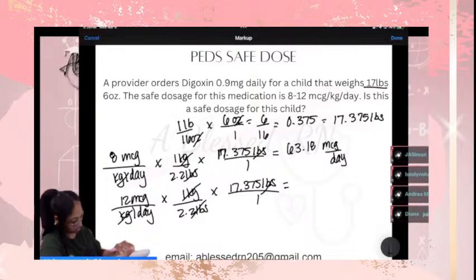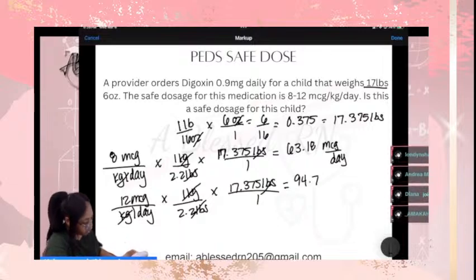12 times 17.375 divided by 2.2. And that's going to be 94.77 micrograms per day.